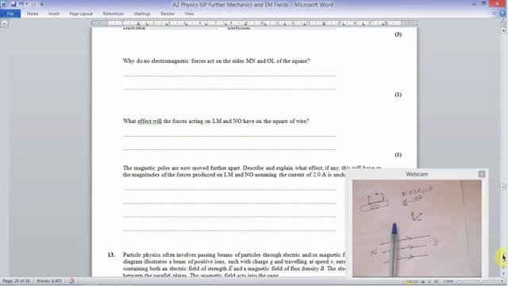What effect will the forces have on L, M, N and O on the square of the wire? It will cause it to rotate, and therefore cause it to spin, because one side is having the force down, the other side is having the force up.